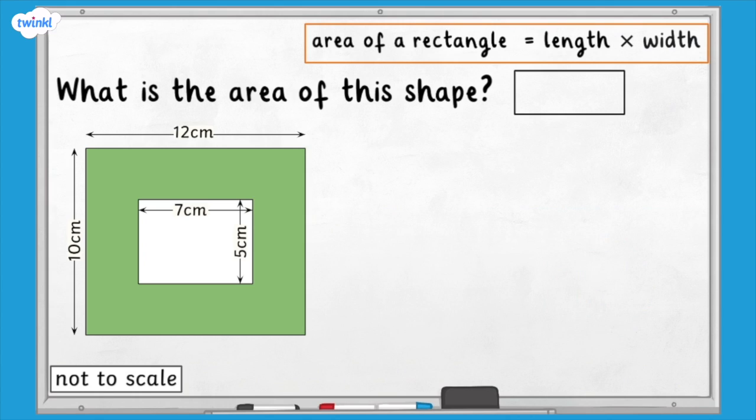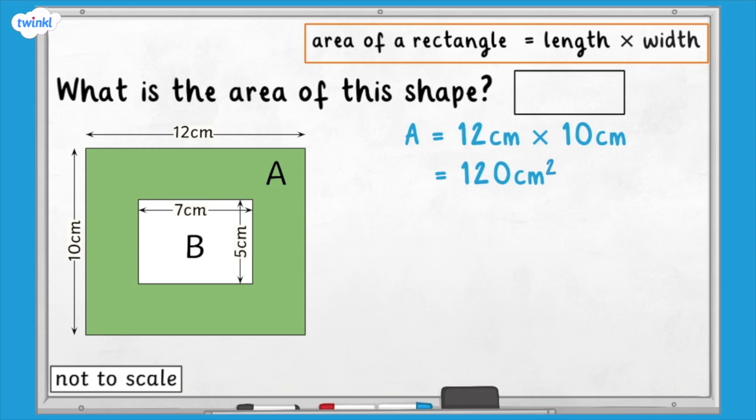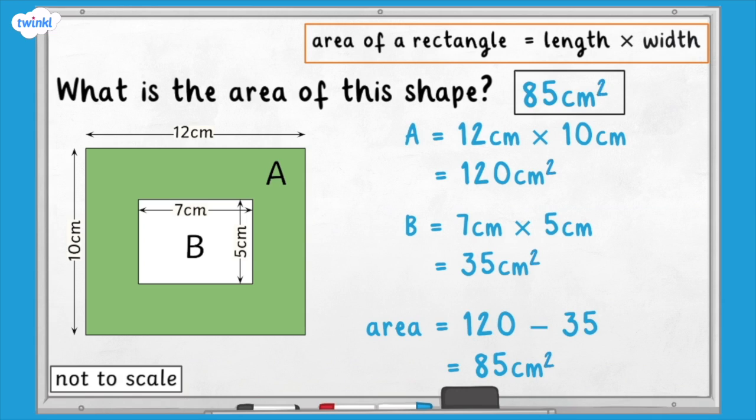If we label the green rectangle as A and the white rectangle as B, we can calculate the area of both and then subtract the area of B from the area of A to find the area of the shape. The area of A is 120 centimetres squared and the area of B is 35 centimetres squared. The area of the shape is 120 subtract 35, which is 85 centimetres squared.